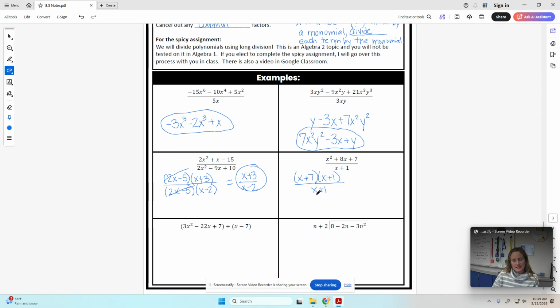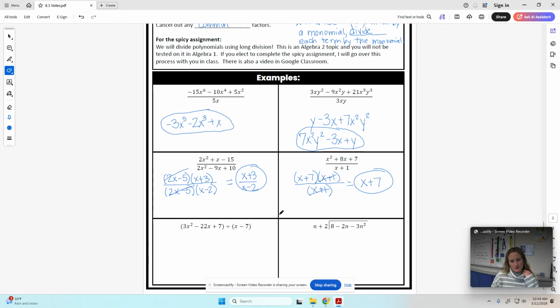Remember, denominator in and of itself is a grouping. So if I want, I can put parentheses around it. And since the grouping x plus 1 is on the top and the bottom, that same binomial appears. These two cancel each other out. And when I divide, I am left with x plus 7. And that's my final answer.